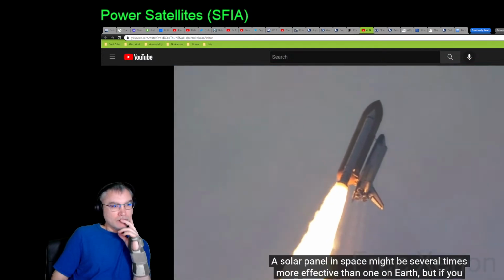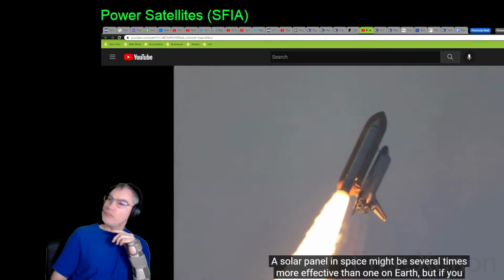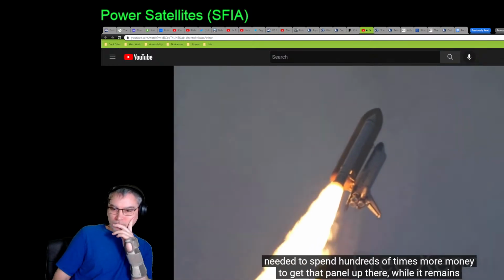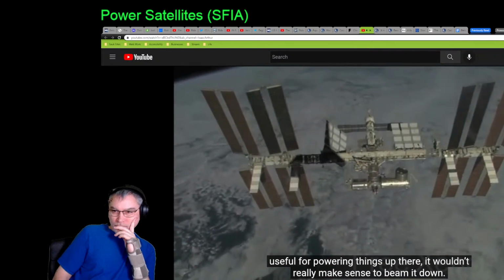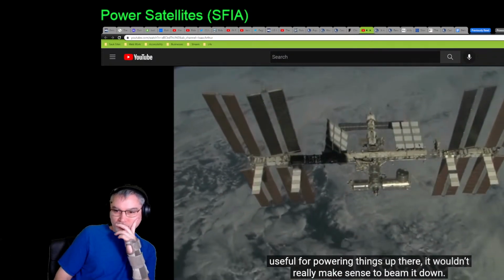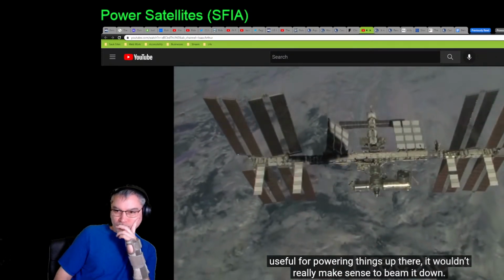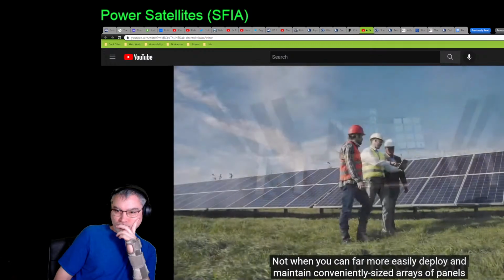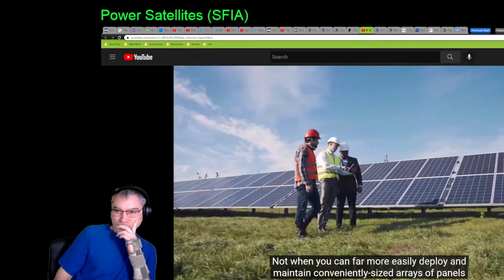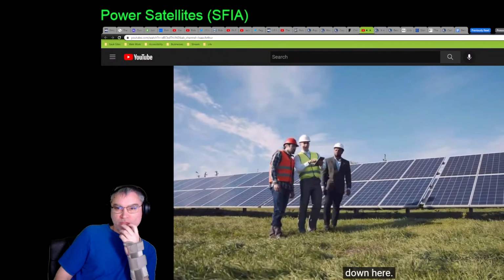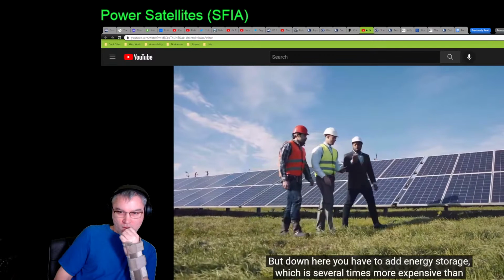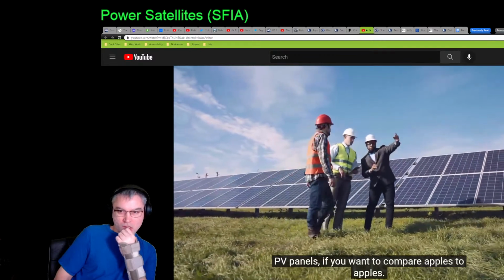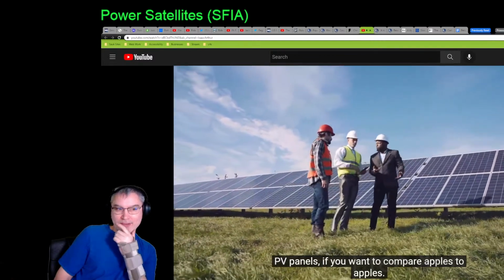A solar panel in space might be several times more effective than one on Earth, but if you need to spend hundreds of times more money to get that panel up there, while it remains useful for powering things up there, it wouldn't really make sense to beam it down. Not when you can far more easily deploy and maintain conveniently sized arrays of panels down here. But down here, you have to add energy storage, which is several times more expensive than PV panels, if you want to compare apples to apples.